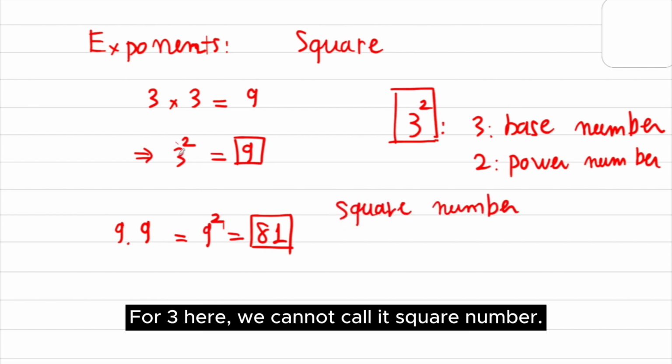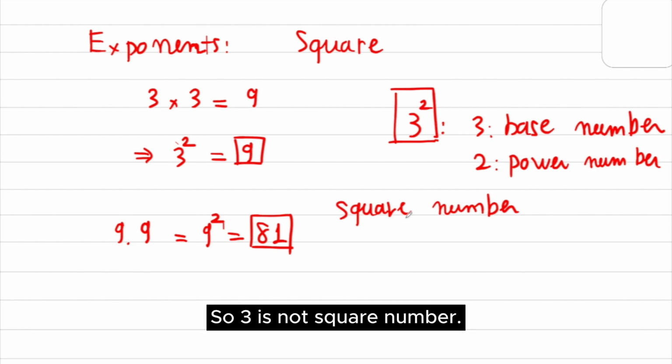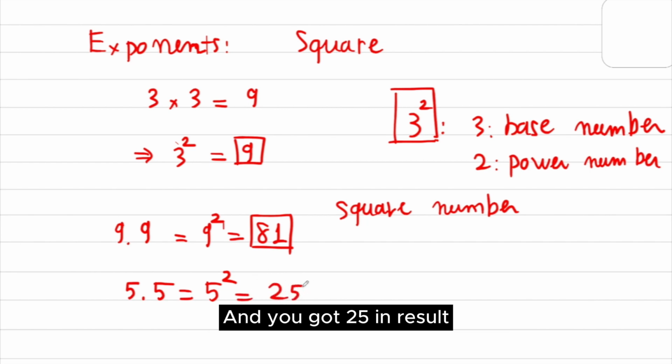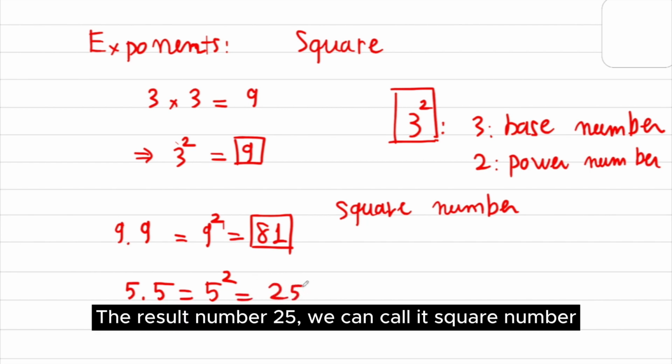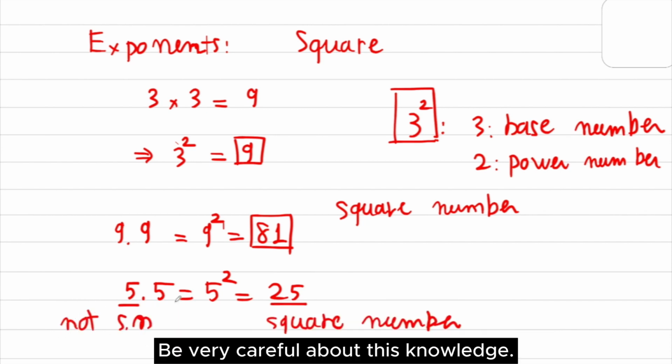The 3 here, we cannot call a square number. A square number is obtained by a number multiplied by itself. So 3 is not a square number, but 9 is a square number. Another example: 5 times 5 equals 5 square, and you get 25. The resulting number 25 we can call a square number, but 5 here is not a square number. Be very careful about this knowledge.